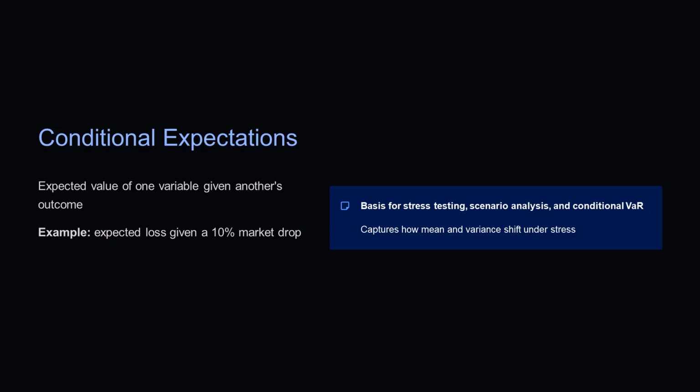Similarly, conditional variance tells you how uncertainty changes under specific scenarios. When conditioning on a stress factor, conditional variance often increases, highlighting concentration and hidden tail risks. Conditional expectations are the mathematical foundation behind stress testing, sensitivity analysis, and risk scenario generation.